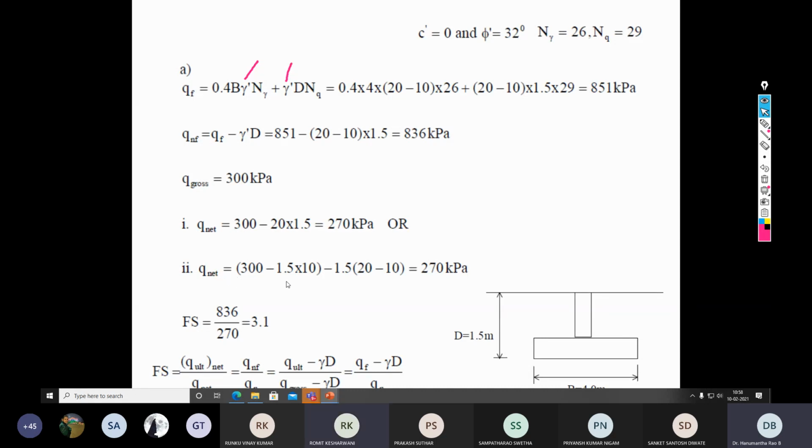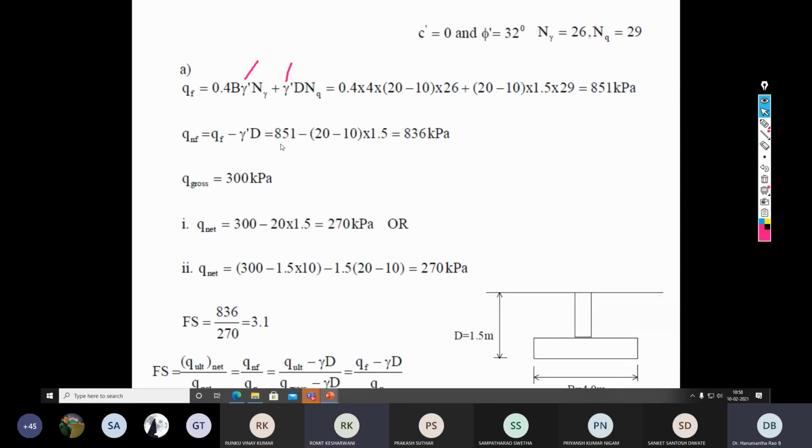Sir, what is QF and QNF? Here you can see QF is nothing but Q ultimate. QNF means net ultimate. Sir, the factor of safety is ultimate upon allowable, no sir? We don't take net ultimate like that. See, if you are taking ultimate minus gamma Df, at the numerator also you should take gross minus gamma Df. That's what is taken here.